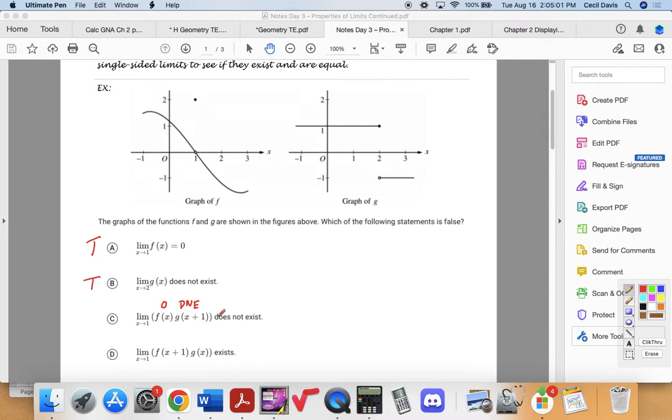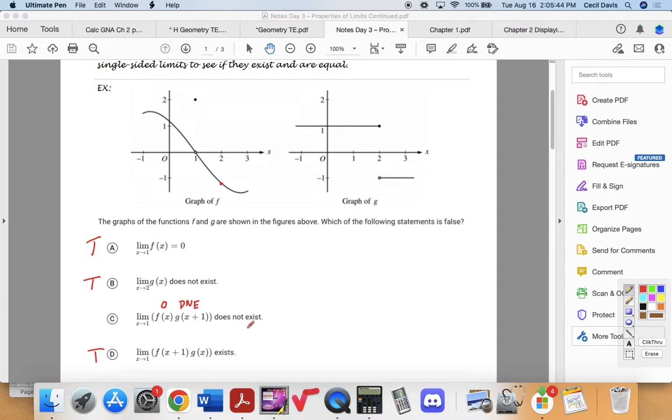Let's go on to part D. What's the limit as x approaches 1 of f of x plus 1? It looks like it's about -1, and actually it's a little lower than that. But it doesn't really matter for this. It only asks, does it exist or not? It doesn't ask for its value. So that part exists. As x approaches 1, does the limit of g of x exist? Yeah, and it looks like it's 1. So this is some number times some number. This is true.